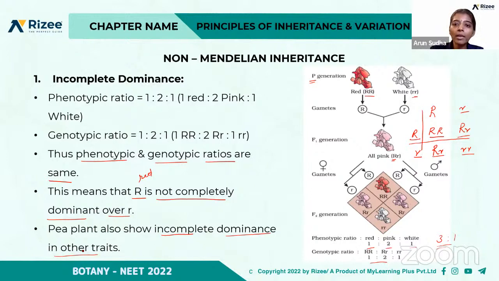So this is about incomplete dominance. Here what you have to be clear about is what incomplete dominance is and about the ratio. The phenotypic ratio differs from the Mendelian monohybrid cross ratio. Instead of 3:1, we are getting 1:2:1. So this is the difference.